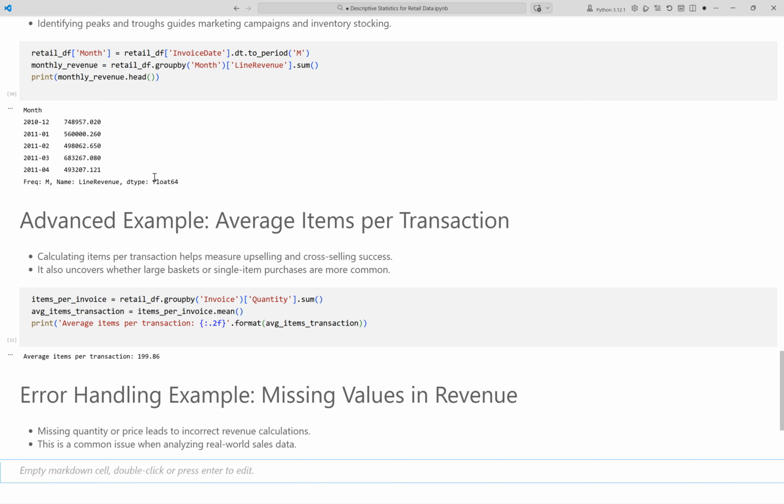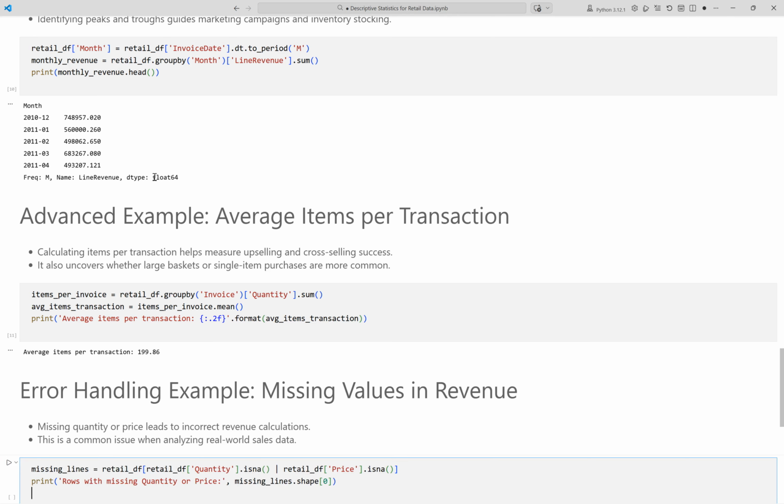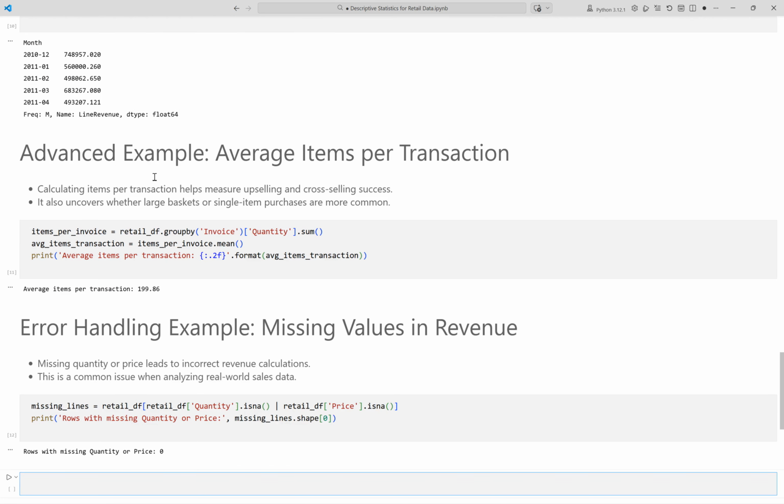We filter for transaction lines missing either quantity or price. We print how many rows have these critical missing values. Running the cell now. This output shows that there are 0 rows with missing values in the quantity or price columns, meaning the dataset is complete for these key fields.